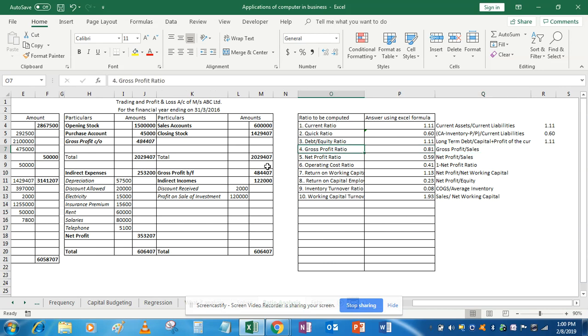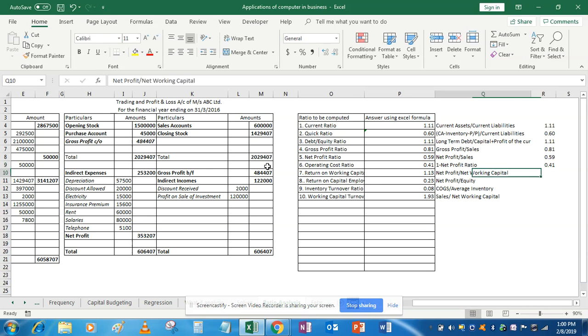Next is the gross profit ratio. It is very simple: gross profit divided by sales. So simply equals to this gross profit divided by sales. Next is the net profit ratio. This is also very simple: net profit divided by sales. Next is the operating cost ratio. It is simple: that is 1 minus the net profit ratio, because cost plus profit only makes the total sales. So you can simply use the formula 1 minus the net profit ratio.